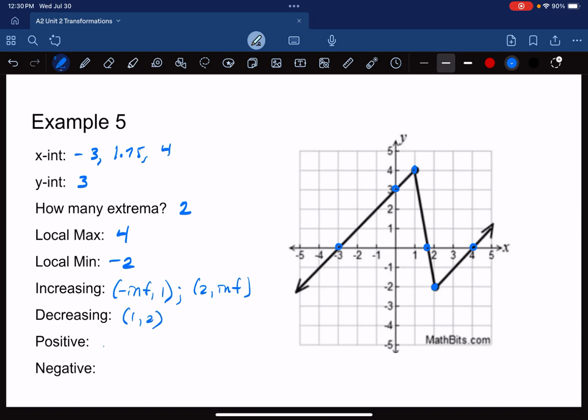It's positive from negative 3 to 1.75. And then it's positive again from 4 to infinity. It's negative from negative infinity to negative 3. Make that look like a 3. There we go. And then again from 1.75 to 4. Okay.